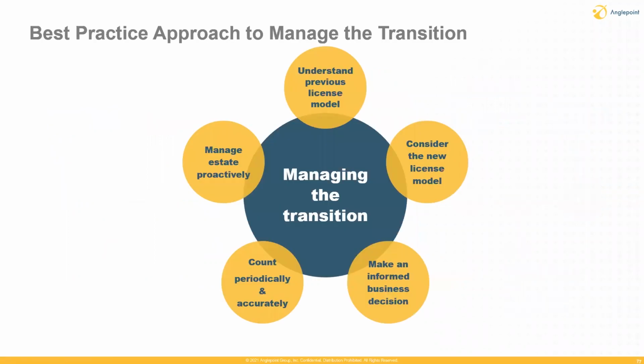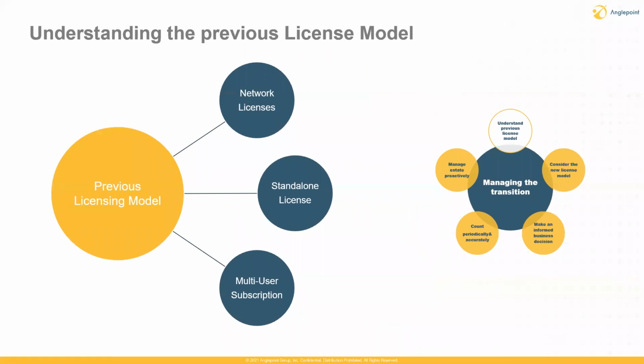Okay, so our best practice approach to manage the transition. First, we'll start with understanding the previous license model. We'll then go into considering the new license model, making an informed business decision, including pros and cons and other things to keep in mind, before moving to counting periodically and accurately, and then overall how to best manage your estate proactively, including some tips on maintaining compliance. So first, I will pass to Craig to talk about understanding the previous licensing model.